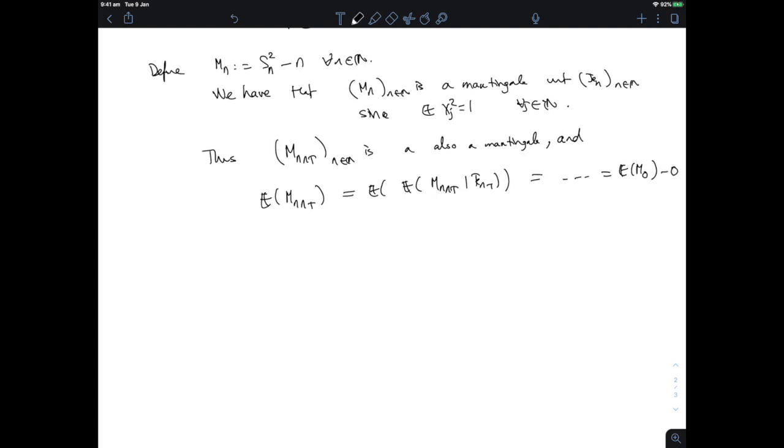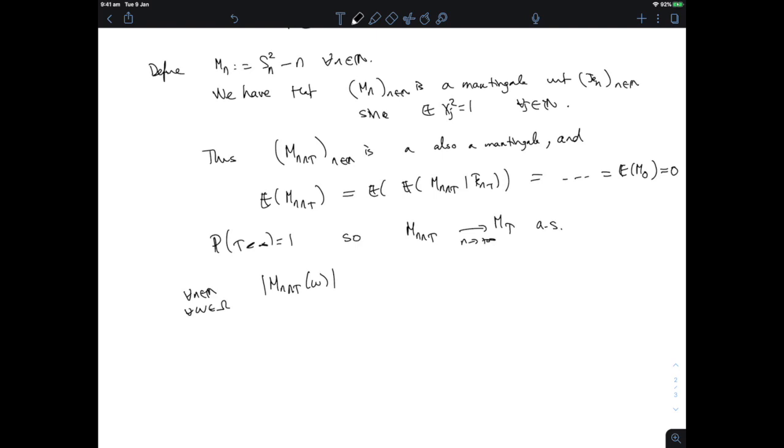Can I conclude from there that the expectation of M of tau is 0, just like I did before? Well, the probability of tau being finite is 1. So Mn minimum tau converges to M of tau almost surely. It's the exact same argument as before. What about domination? Well, Mn minimum tau for any n and for every omega.